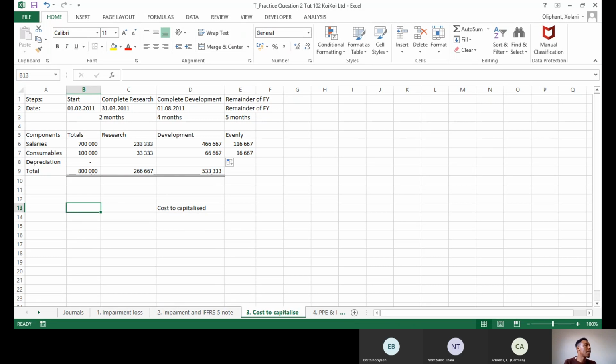Fine. So we know that the useful life is 5 years. The residual value was 300,000, and this machine was available for use on the 1st of February 2011. The other part I missed is that initially this machinery was bought for the purpose of the development.